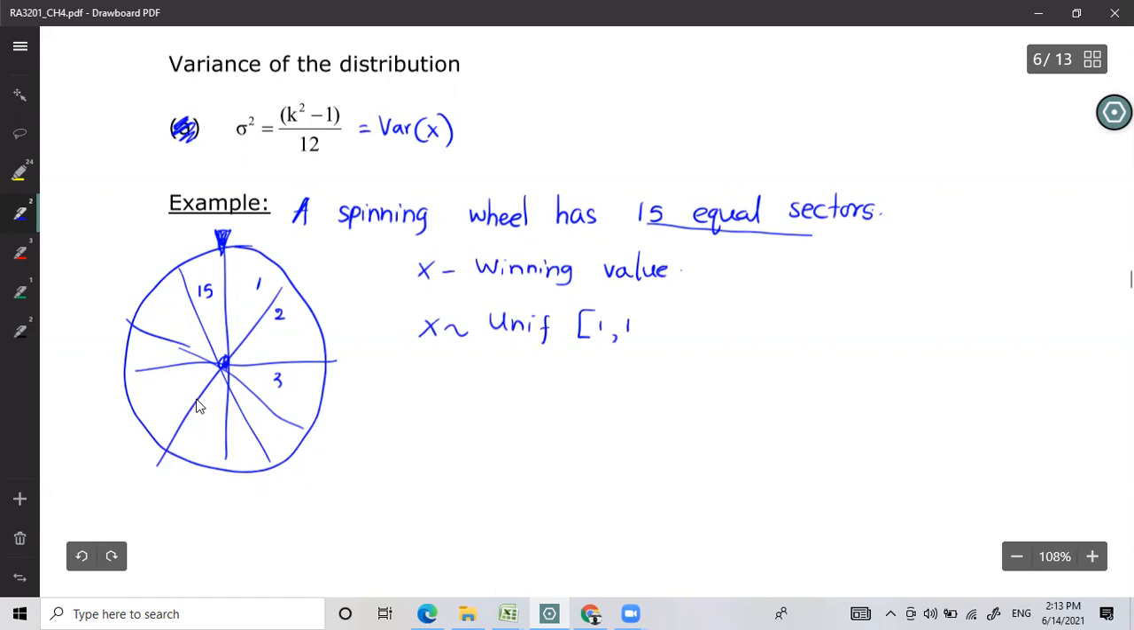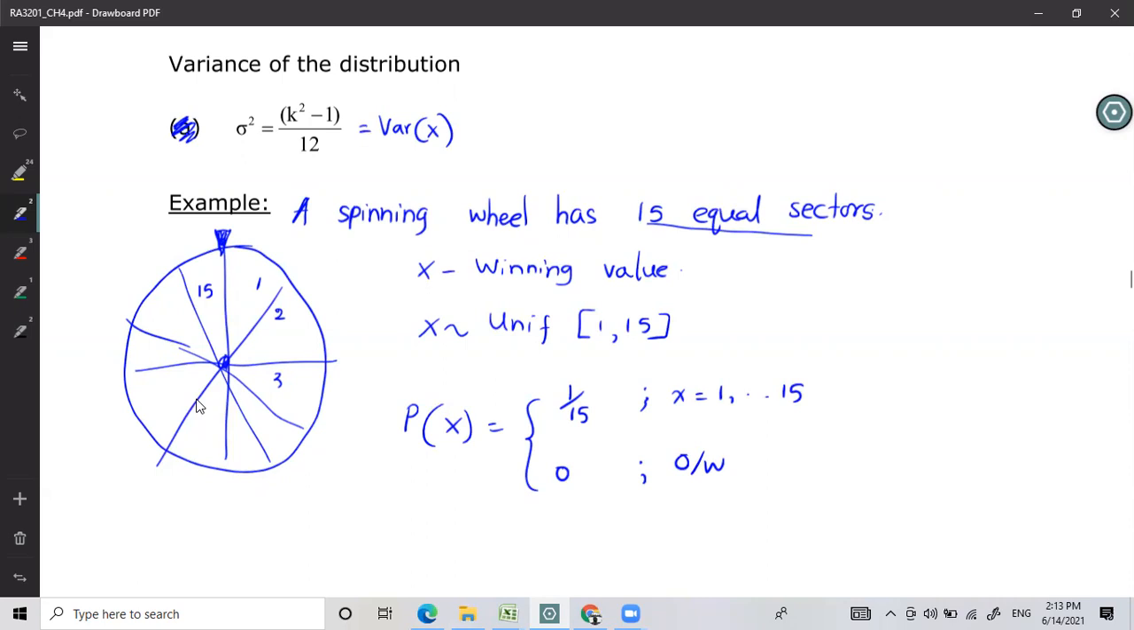What are the values? 1 up to 15. So what is the probability of getting a winning value? All of them have the same probability, 1 over 15, for x going from 1 to 15, or 0 otherwise. So this is how you explain the uniform distribution. What is the probability that your win is 5? It's 1 over 15. Whatever the number you have here, you get 1 over 15.